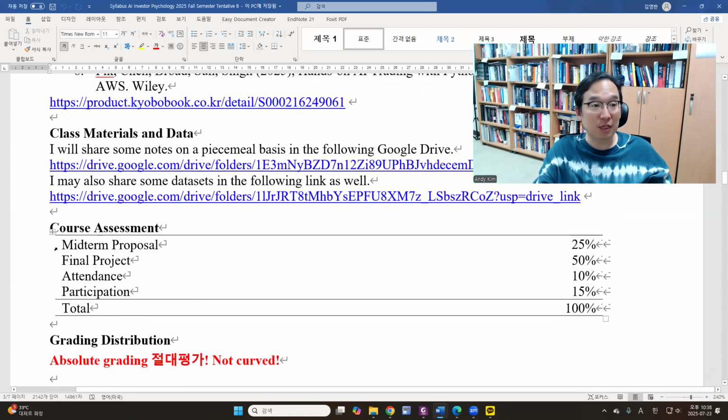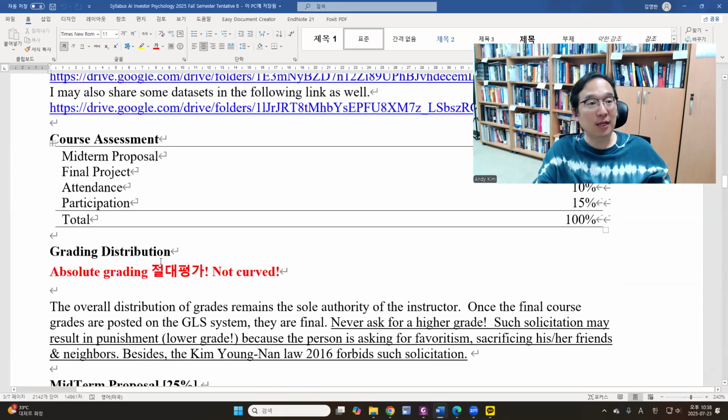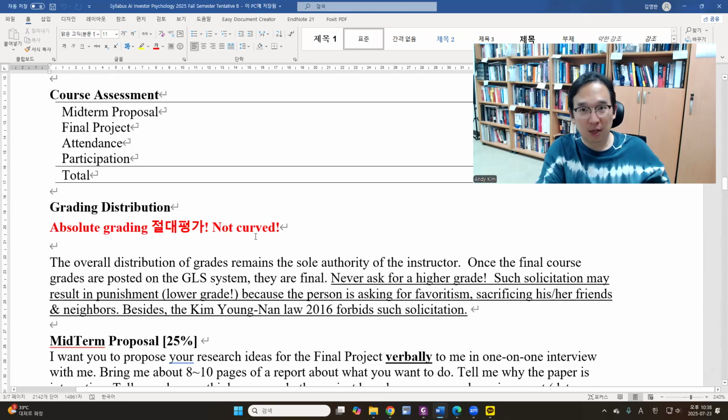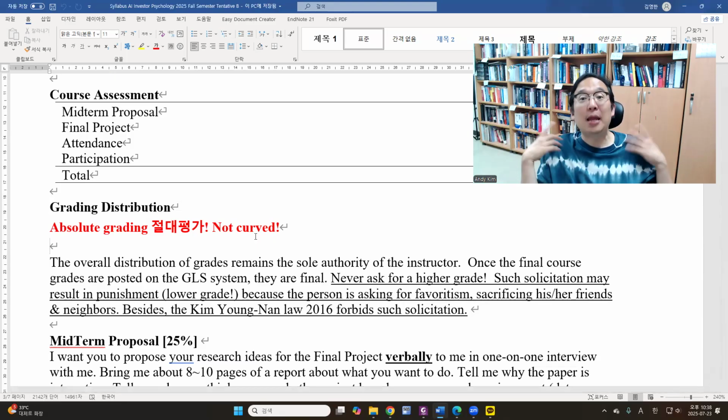Course assessment: midterm proposal 25%, final project 50%, attendance 10%, and then participation 15%. Now, grading distribution is absolute grading. You're not curved, okay? Don't kill your neighbors. Have some fun, make good friends among yourselves. That's the purpose of it. And learn together. Learn together.